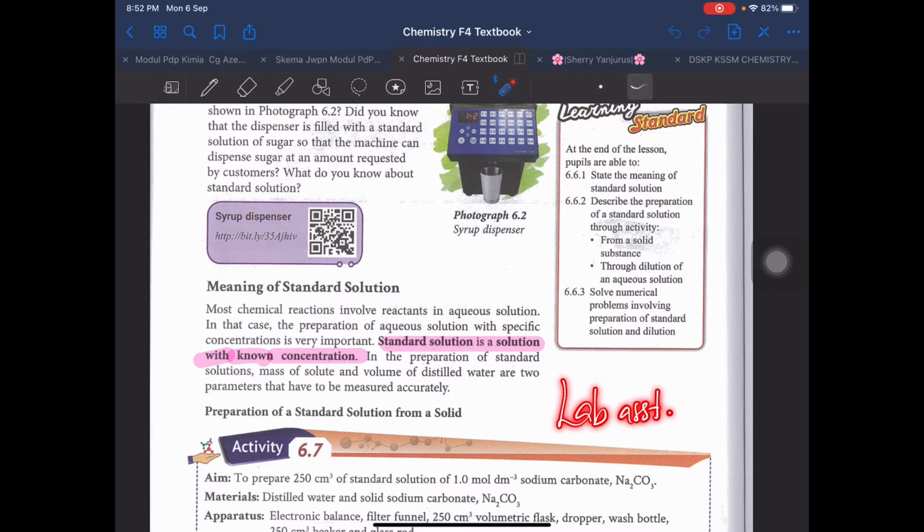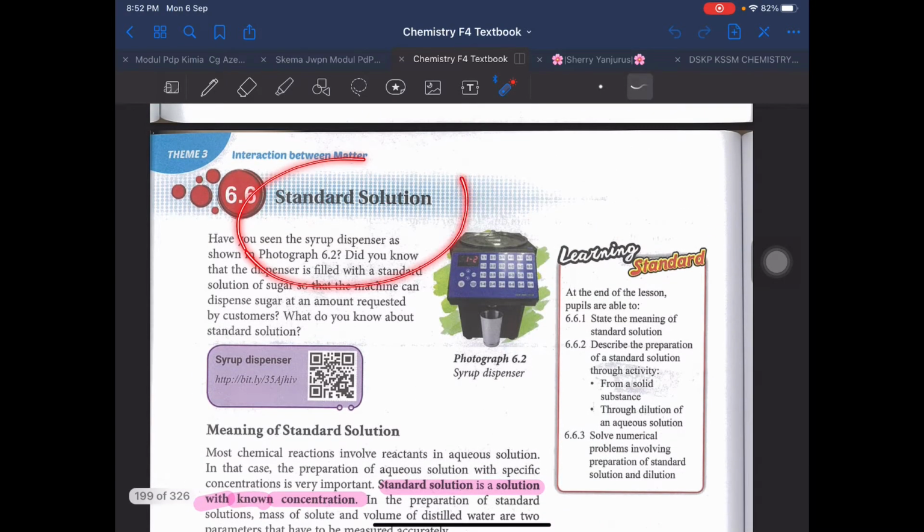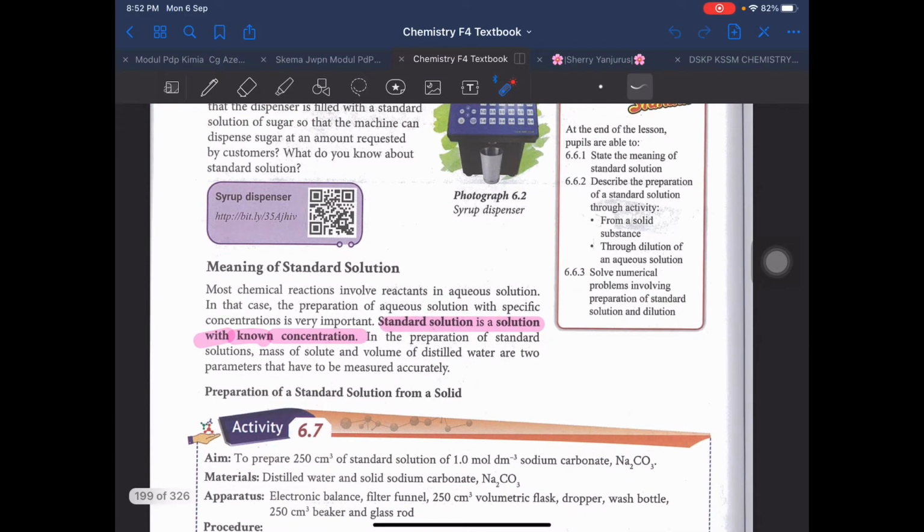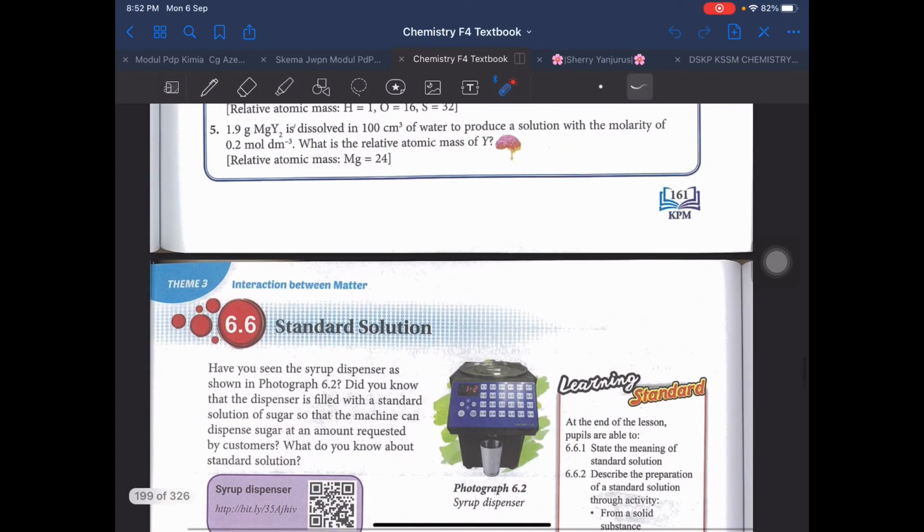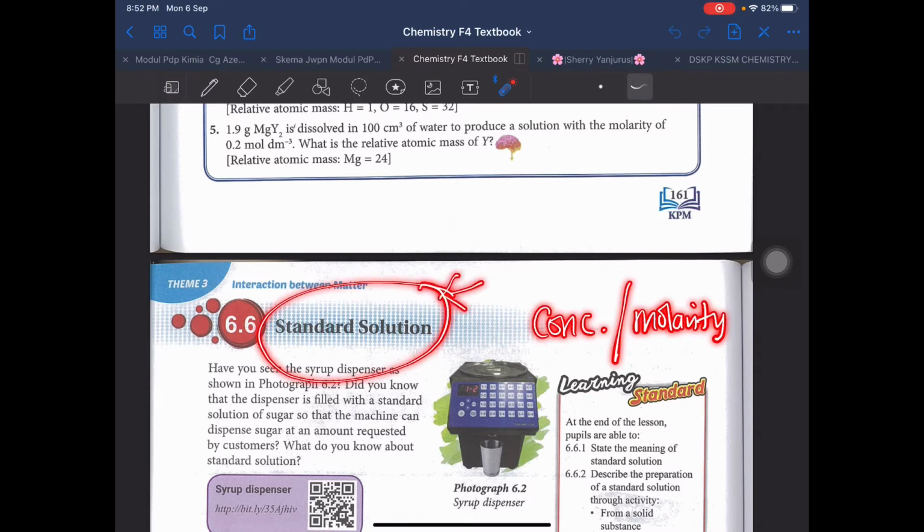But after you learn the subtopic standard solution, you are going to prepare that solution on your own. Kamu mesti faham macam mana menyediakan larutan aqueous mengikut kepekatan yang tertentu. In the previous subtopic 6.5, you already learned about how to count the concentration, how to count the molarity. Itu semua kamu sudah faham. So, di dalam subtopik ini, kamu akan tengok macam mana sediakan larutan ikut kepekatan yang sudah ditetapkan.